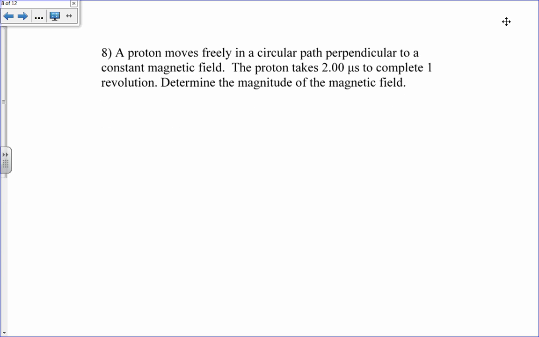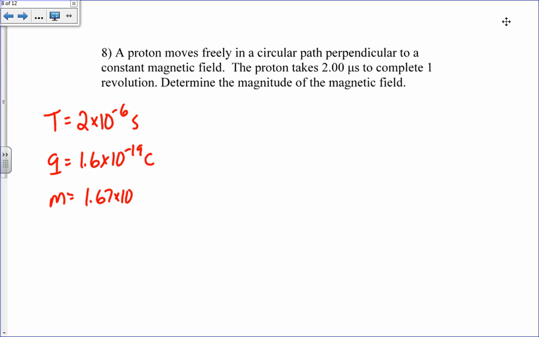A proton moves freely in a circular path perpendicular to a constant magnetic field. It takes 2 microseconds to complete 1 revolution. Determine the magnitude of the magnetic field. First, just write down what we know. The period is 2 times 10 to the minus 6 seconds, 2 microseconds. It's a proton, so I know its charge. I also know its mass. And I want to know what the magnetic field is.